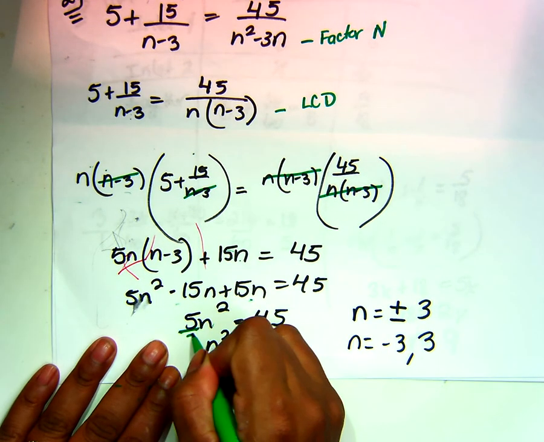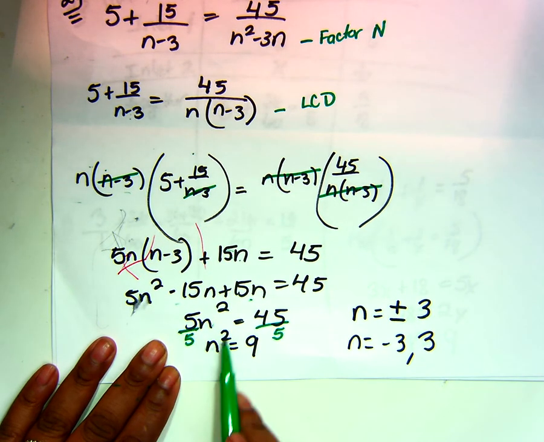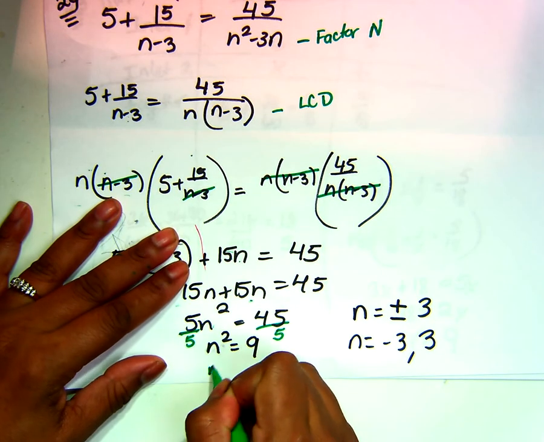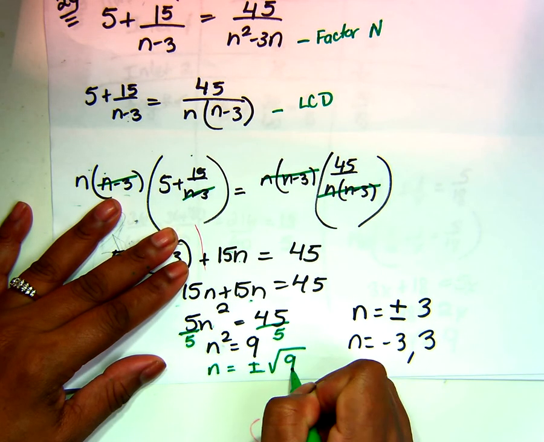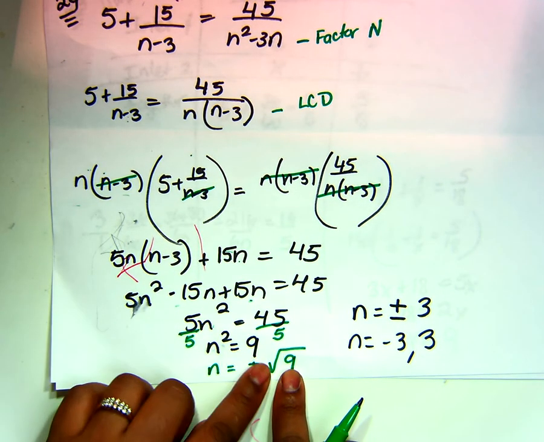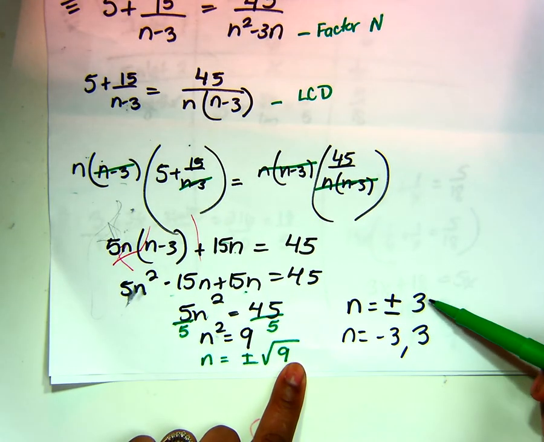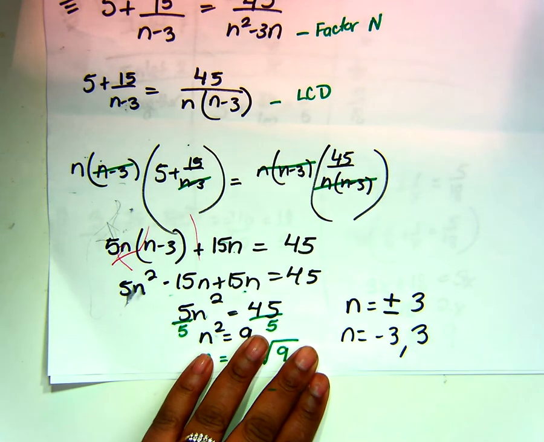Divide both sides by 5. I didn't show you that step earlier. Now I got n squared equals 9. Now remember, the opposite of something being squared is going to be the square root. And square root just so happens to be both positive and negative. So over here now, we have positive, negative 3, because the square root of 9 is 3. So your solution would be negative 3 and positive 3.